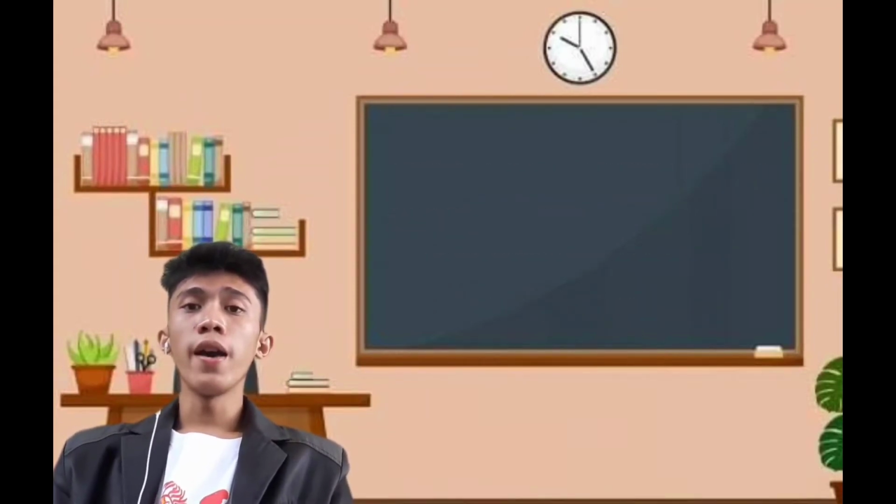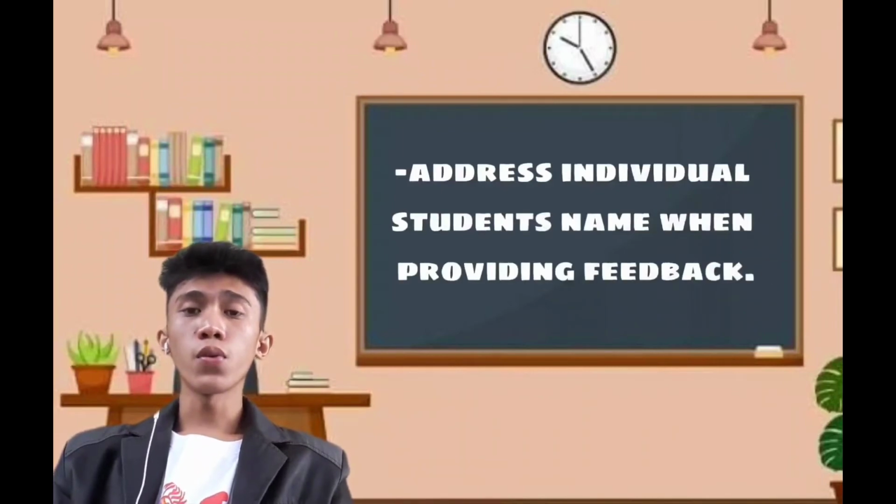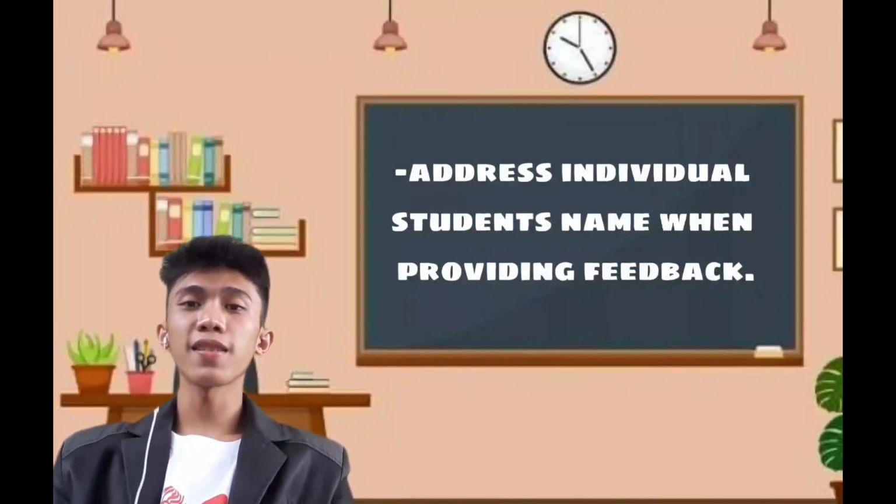So we have: in order to foster rapport with students, and if we say foster, it means to encourage or promote. So in order to foster rapport, address individual students by name when providing feedback, and make the feedback specific to the actions of the student. By doing this, it shows if your students really understand and pay attention to the topics that have been discussed during the class.